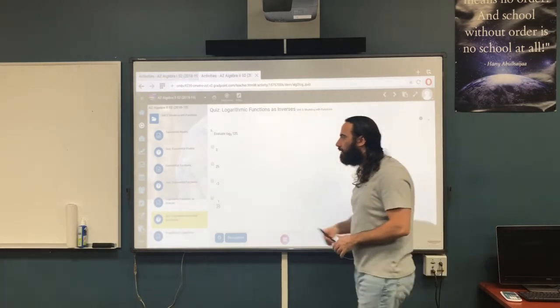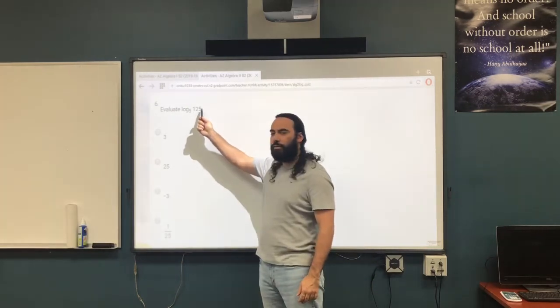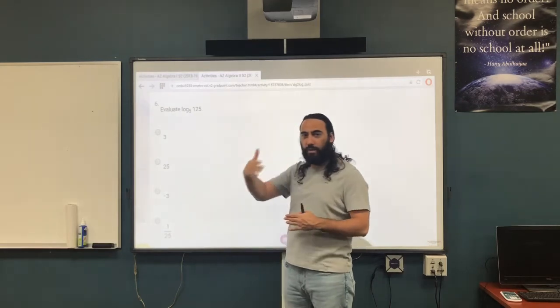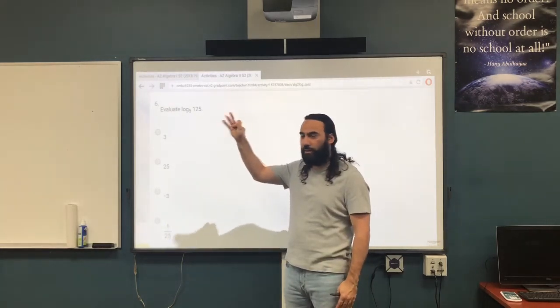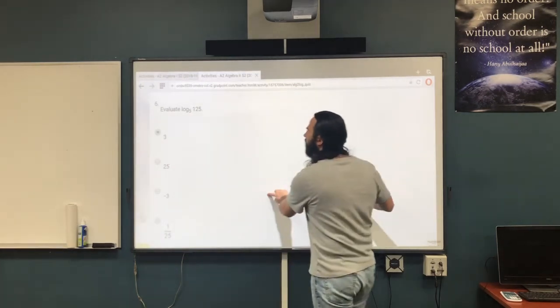Evaluate this one again. In this case, if you can see it, it is log 125 with the base 5. So 5 times how many times by itself gives you 125? 5 times 5 is 25, times 5 is 125. So it's also 3.